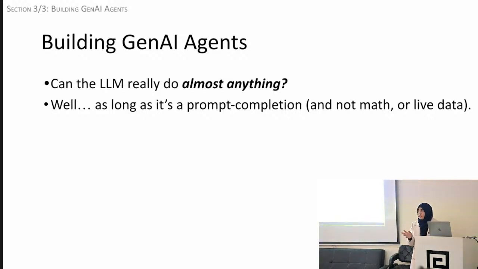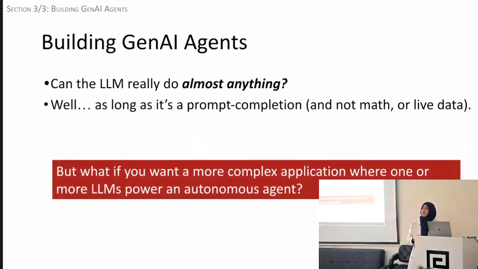But what if you want a more complex application where your LLMs are actually powering an autonomous agent that's also able to carry out actions? We didn't see anything about actions, right? We just saw that LLMs can talk to you. But they can't actually do things. They can't call functions. They can't call external tools, that sort of thing. So what if you want that?